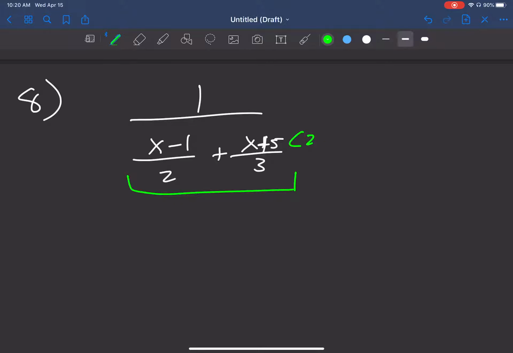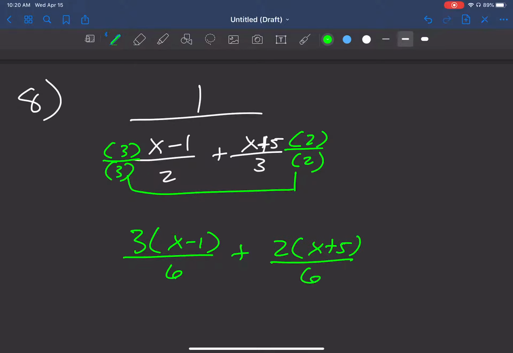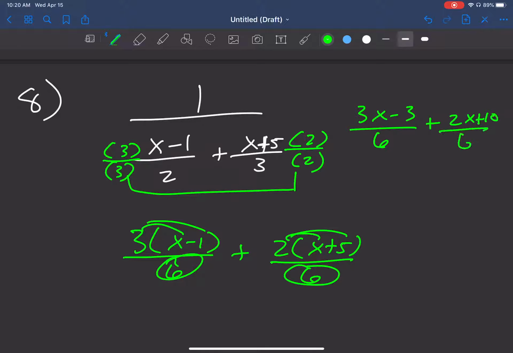So we're going to multiply this by 2, because we want to get like bases. You multiply whatever the other base is by itself on top, and that's the same thing at the bottom. So you'll get 3 times x minus 1 over 6 plus 2 times x plus 5 over 6. And now we have the same bases, so we're just going to distribute and add. This is going to be 3x minus 3 over 6 plus 2x plus 10 over 6. So now we can just add this, and this is going to be 5x plus 7 over 6.